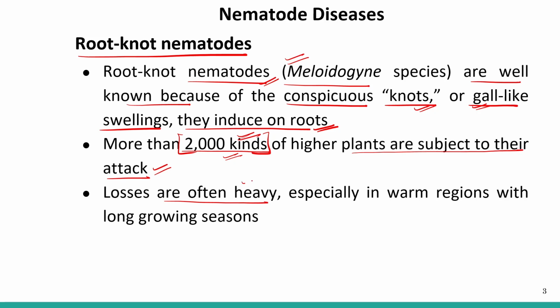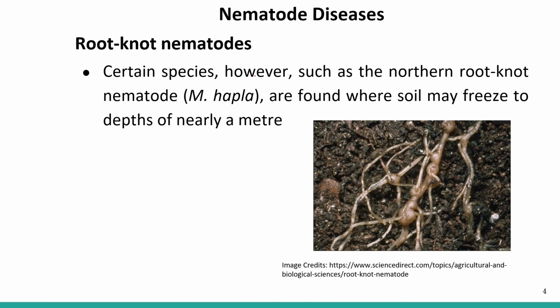Losses are often very heavy, especially in warm regions with a long growing season. So the crops that grow in warm regions with a long growing season get infected with this nematode, Meloidogyne species. Certain species, however, such as the northern root knot nematode, Meloidogyne hapla, are found where soil may freeze to depths of nearly a meter. Here we can see the root knot like structure or swelling in the root.